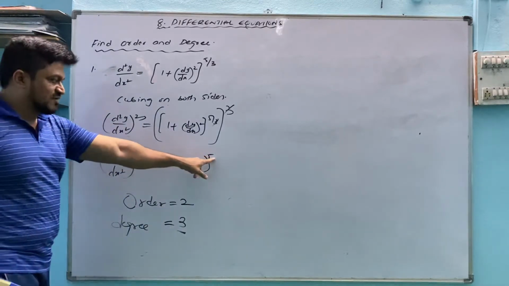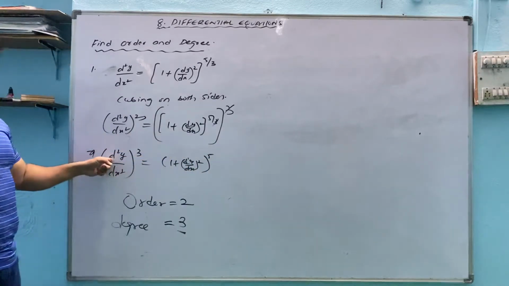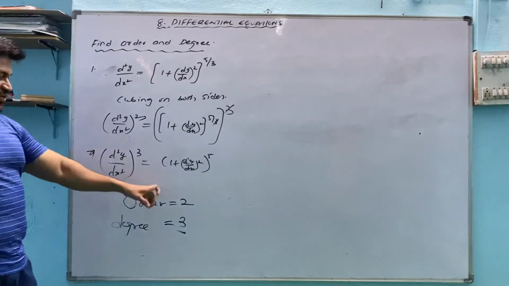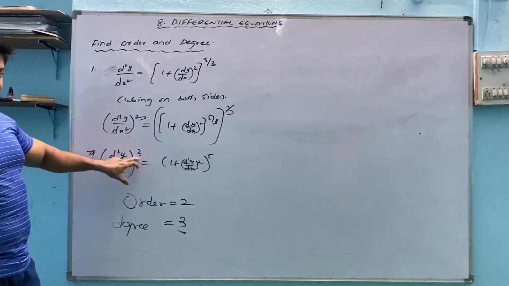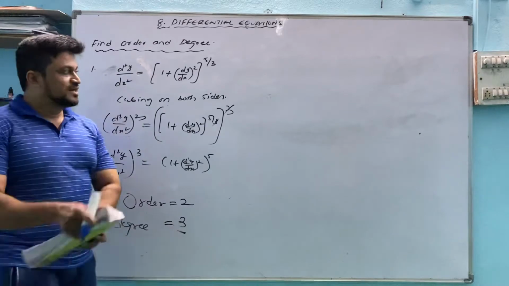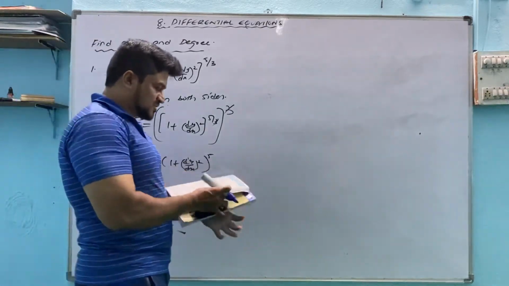Don't think that power 5 matters. That is not needed. Only d values you have to check. Power 2, order is 2. And this function, if it has any power, that whole power is considered to be the degree of that question. One more you can check, get it easily.